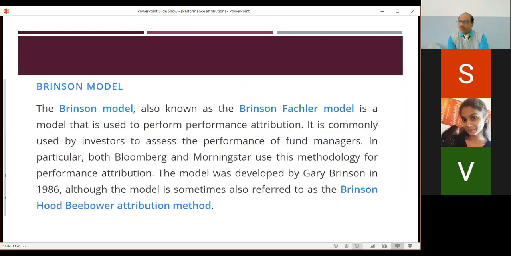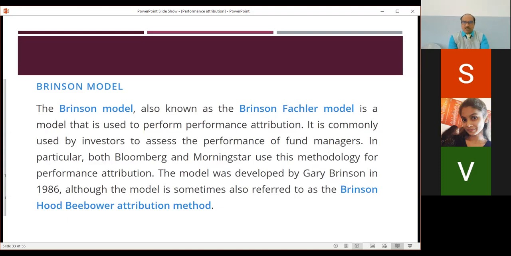Another interesting model from the port software, even the FinCAD, is the Brinson model. It is also called the Brinson-Fachler model. Even Bloomberg and Morningstar use this method. Bloomberg, we have discussed this port. It's also using that one.